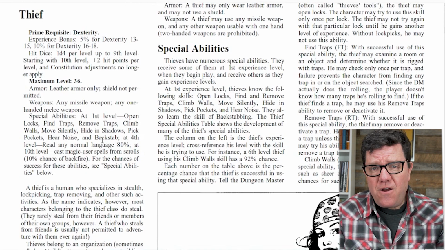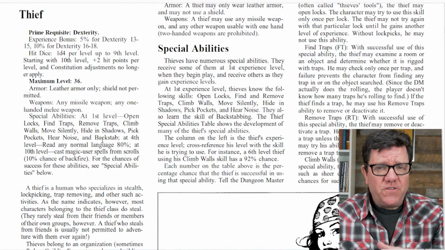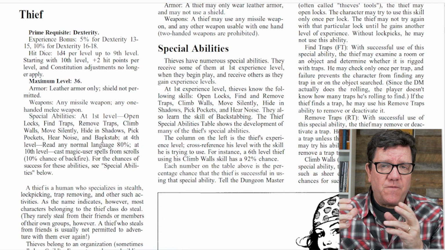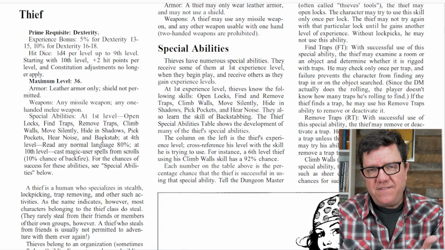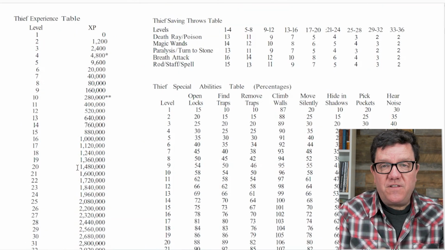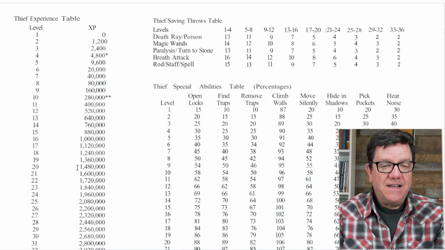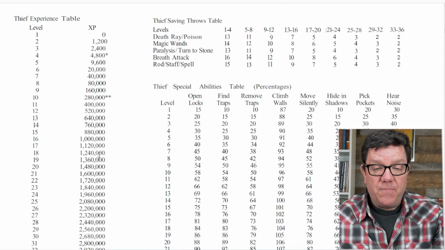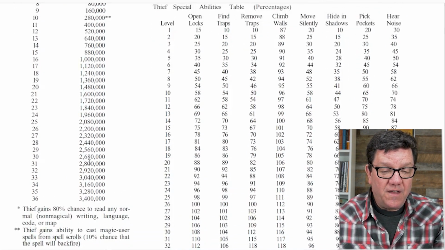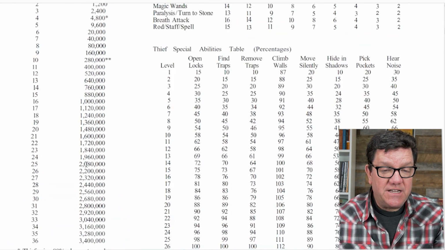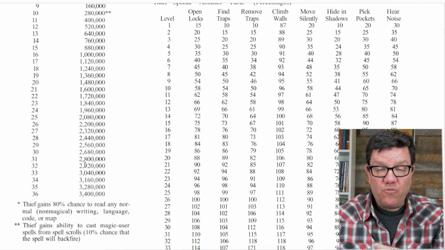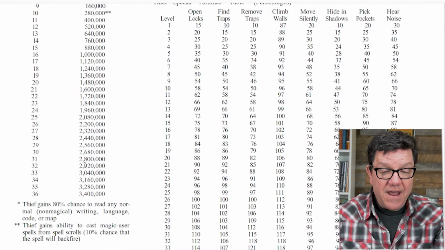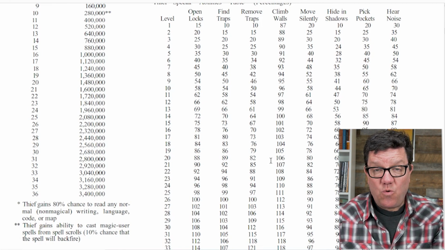For me, a fun character to play because of all the stuff they do, especially in a dungeon environment, but they're very vulnerable. Again, 1d4 hit dice. So looking at their experience there, they go up the fastest, 1,200, 24, 48. They start to get some other abilities as well. They get an 80% chance at 4th level to read any language, any normal writing. And then they also get at 10th level a chance to cast some spells from scrolls.